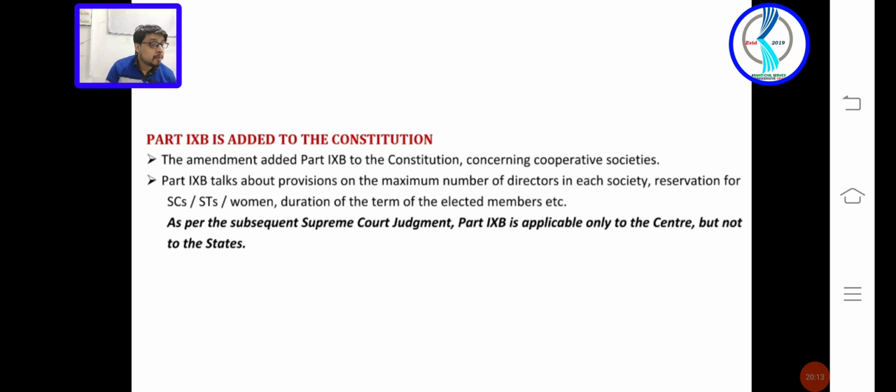But if any cooperative society is present in two states or more than two states, then the central government will decide. So in recent times, the Supreme Court intervened in this, and the Supreme Court categorically told the center not to apply 9B to the states. 9B is only applicable to the center in case of multi-state cooperative societies. Fine, that's it, completed.